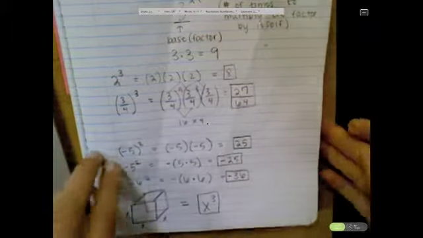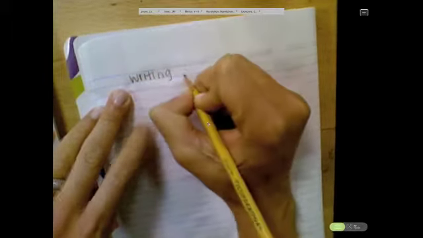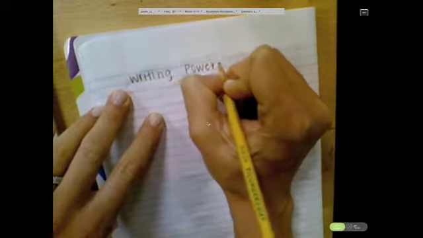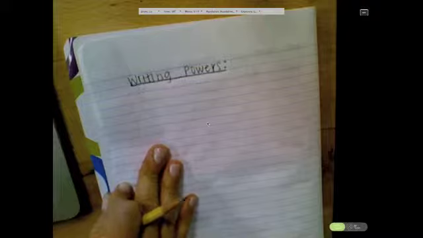Okay, let's go ahead and go on to page 8. The last thing that you have to do, and this tends to be the one that gives us a little bit more trouble, is write powers. So I want you to write writing powers at the top. So we just talked about how to evaluate powers, how to solve them. Now we're gonna write them.